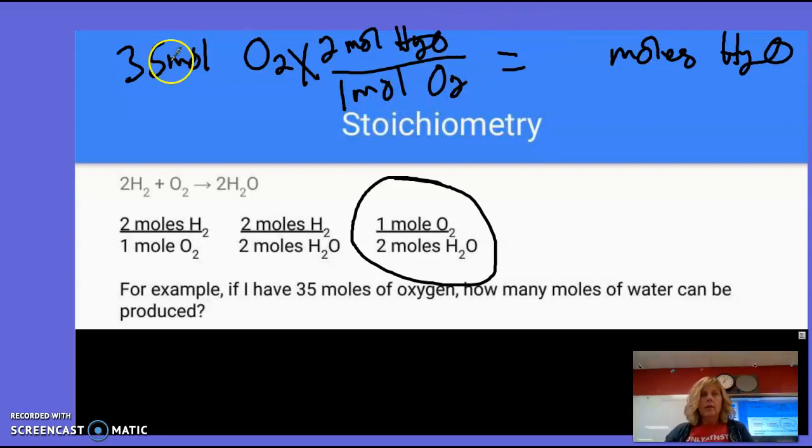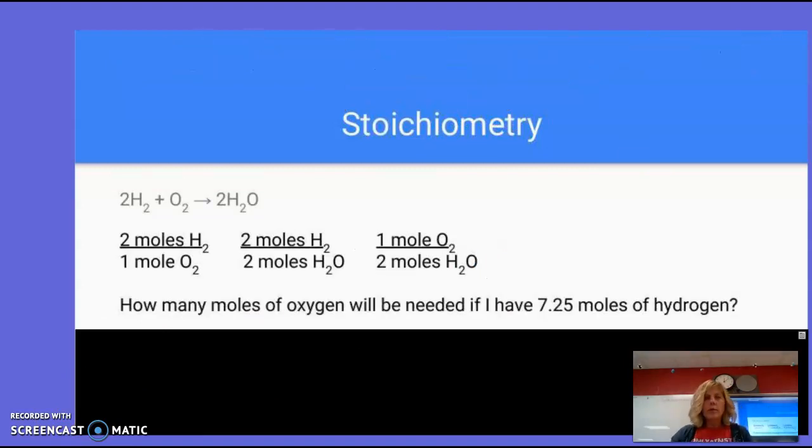So 35 times 2, that would be, oopsie, that's a 7, 70. So 70 moles of water. Remember, I have to have enough hydrogen. I can't run out of that, but if I have sufficient quantities, yeah, I can produce 70 moles of water. Let's do one more example.